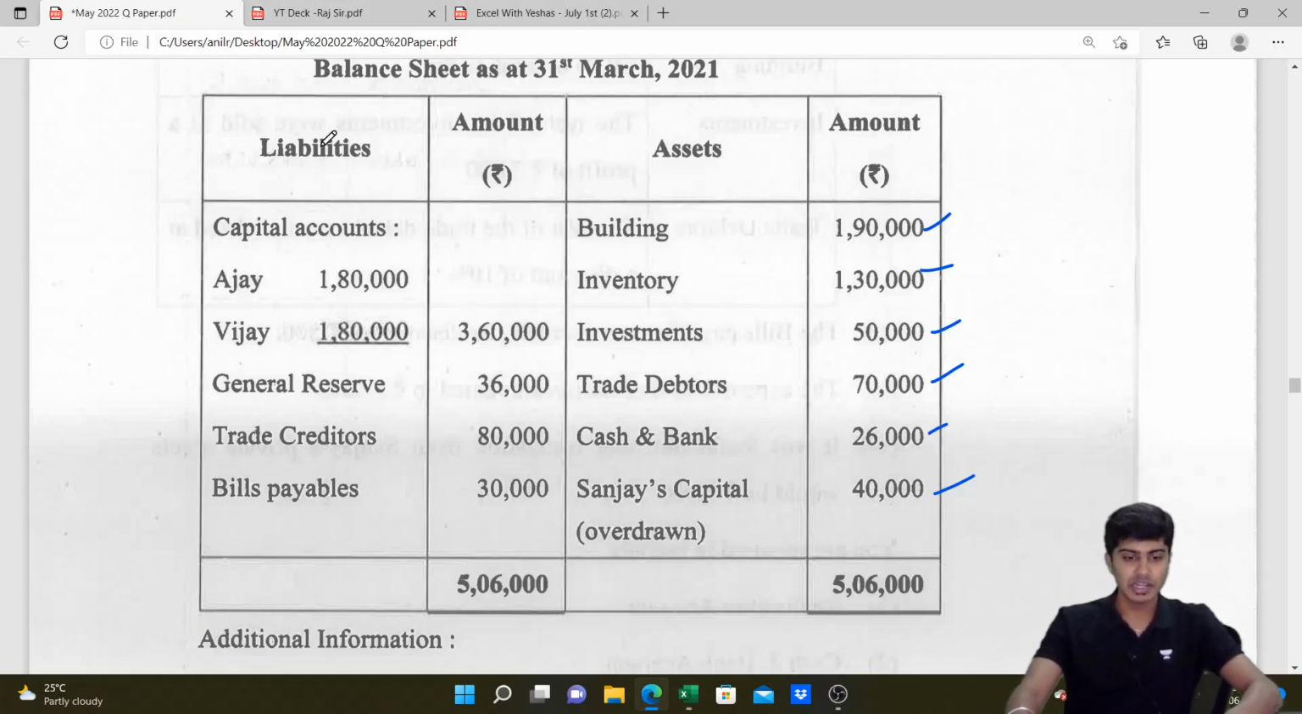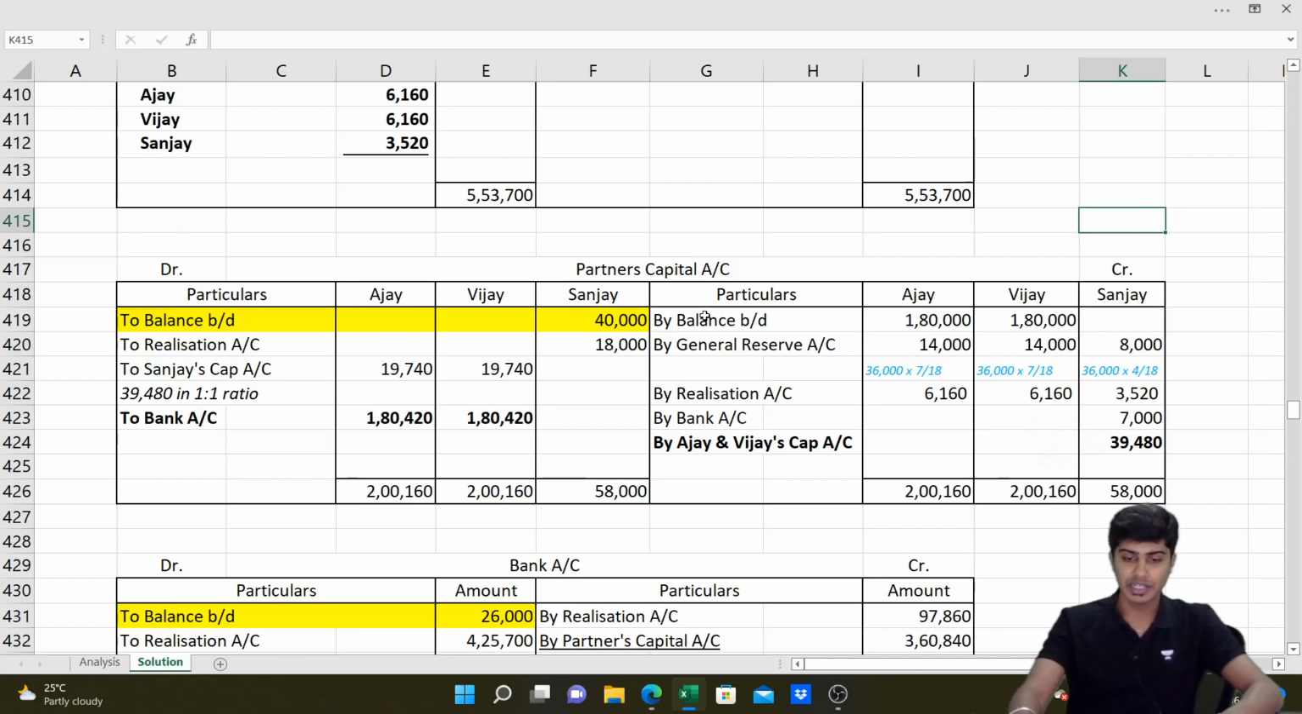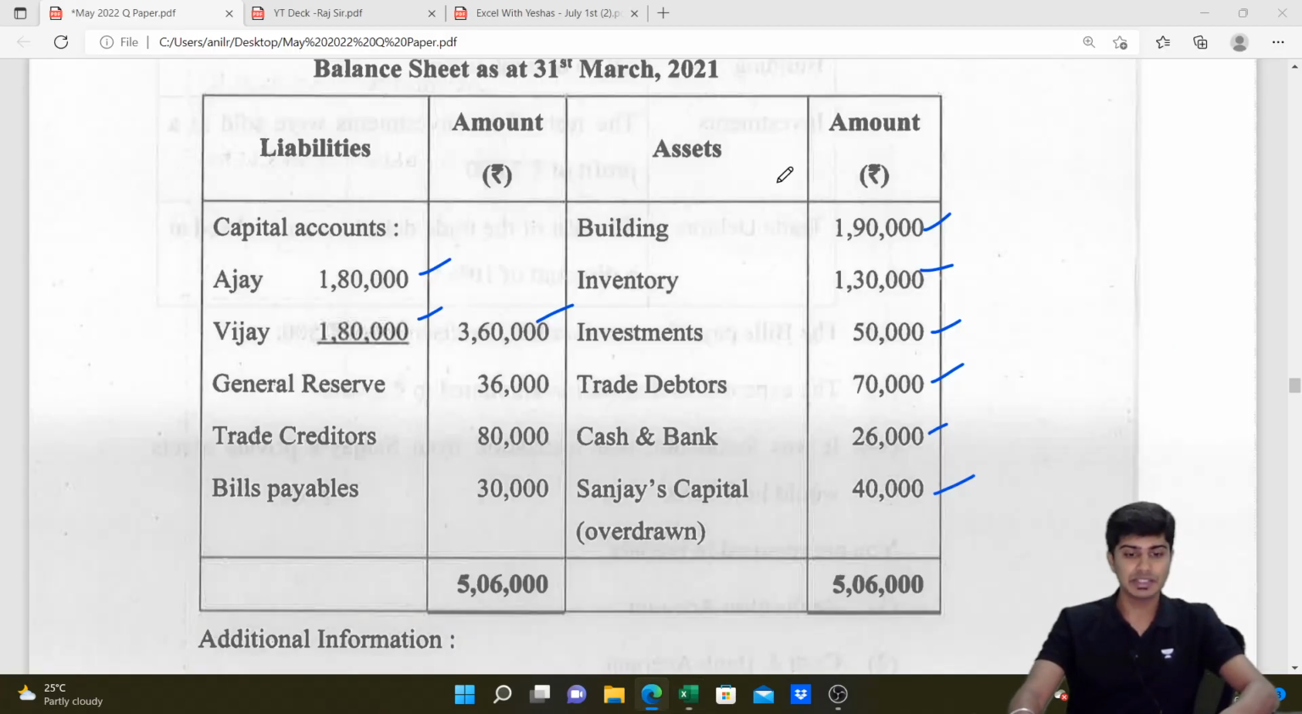Done. So then I'll go to capital account: 1,80,000, 1,80,000, total 3,60,000, Ajay and Vijay's capital. I'll write on the credit side 1,80,000, 1,80,000, Ajay and Vijay's capital. Done. Capitals are written. Next item, general reserve 36,000.